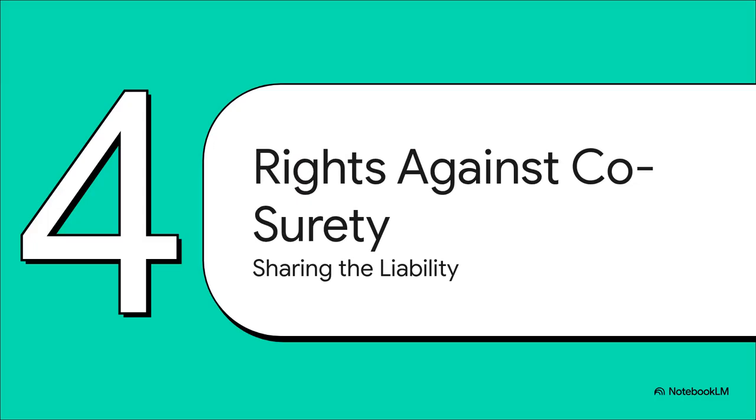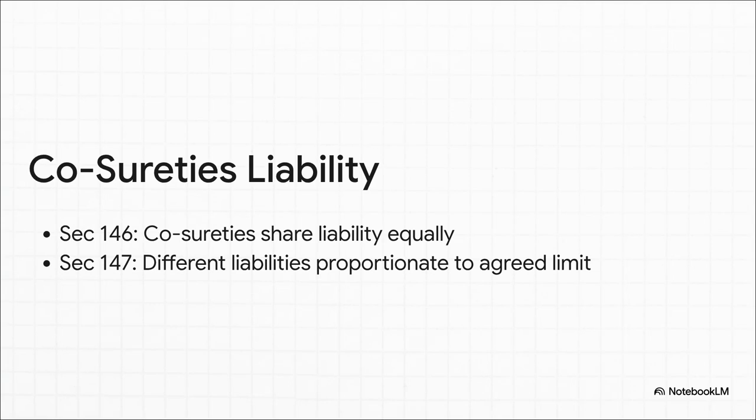Moving to our final category of rights: rights against co-sureties. Now, this is exactly where evaluators look for specific distinctions in liability. Right to contribution, Section 146. Co-sureties share liability equally. Right in case of different liabilities, Section 147. Contribution is proportionate to agreed liability.